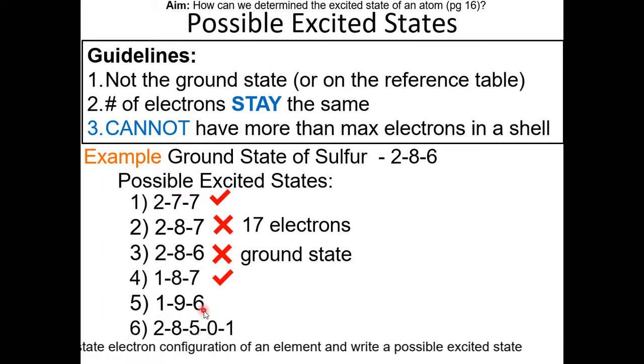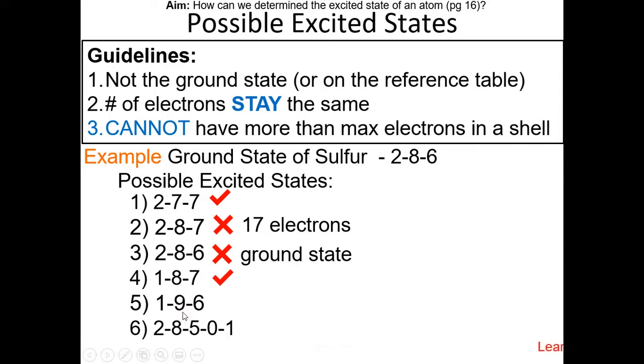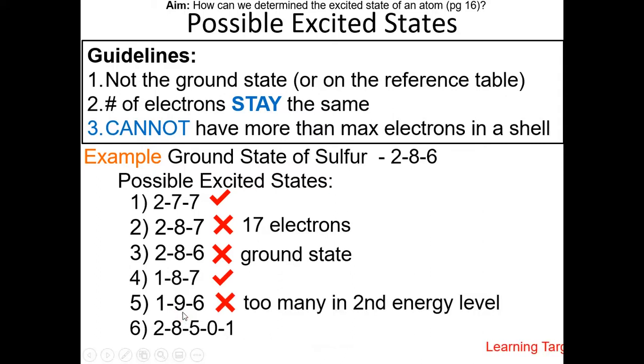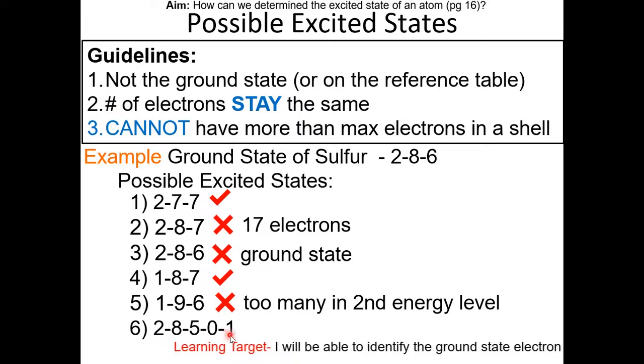How about number 5? Notice that for number 5, the second shell has more than 8 electrons. That's impossible. So this one's wrong because of guideline number 3. Okay, how about number 6? Number 6 looks kind of tricky. So it is following guideline 1, 2, and 3. Therefore, this one is an excited state of sulfur.